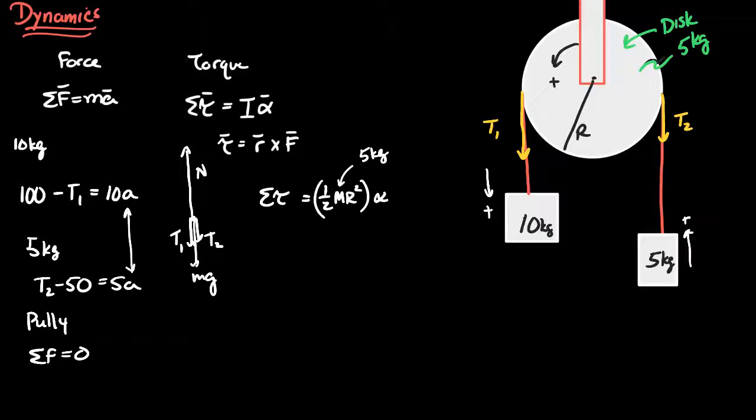Now, to figure this out, though, we do have to realize that there are 2 torques that act on the pulley. One from each of the ropes that hangs off the side. There is a torque arm of length R that applies to tension 1 pulling down.